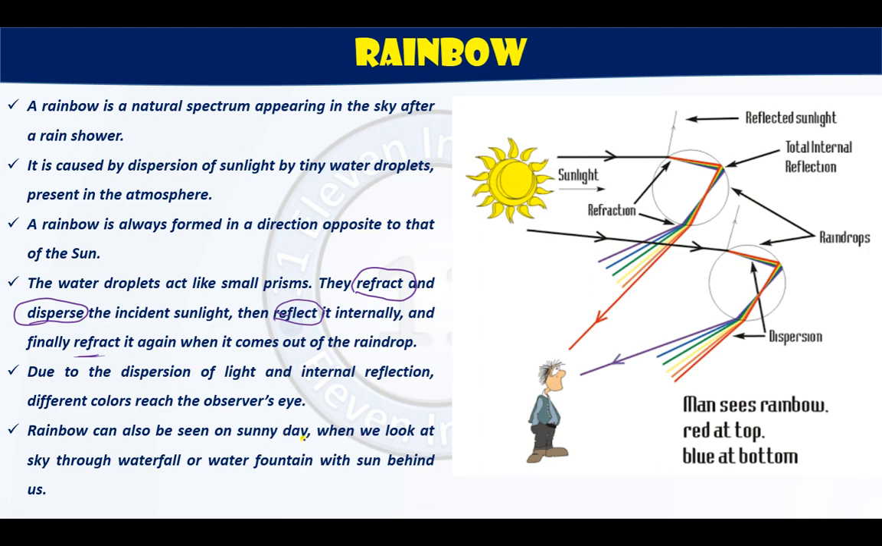Rainbow can also be seen on a sunny day when we look at the sky through a waterfall or water fountain. This also you might have experienced many a times when you observe through a waterfall or water fountain with the sun behind you or any light source behind you, you see a rainbow.